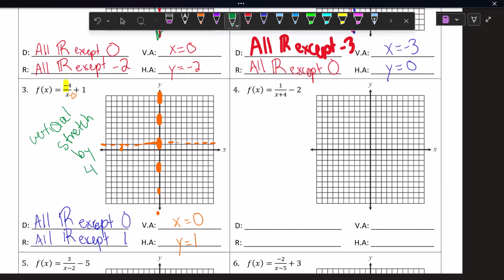By 4, but also it's a reflection. So it flips upside down. So instead of being the upper right, bottom left, it's now the upper left, bottom right. So it just flip-flops.